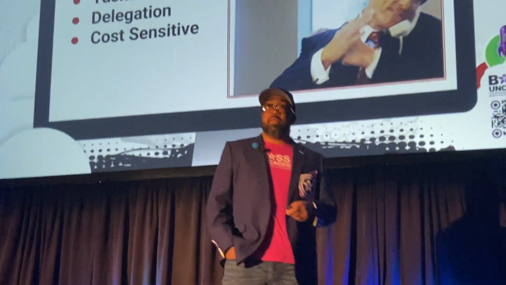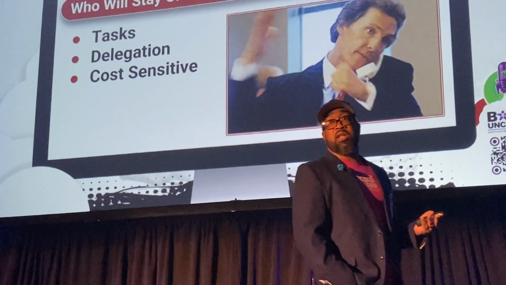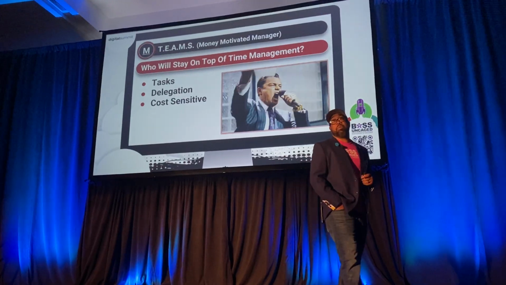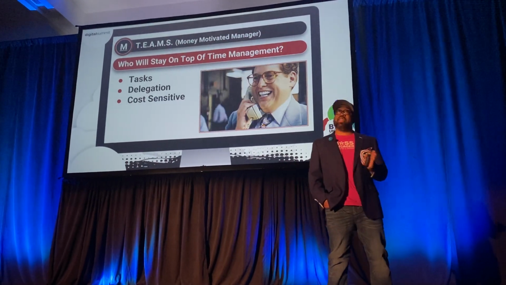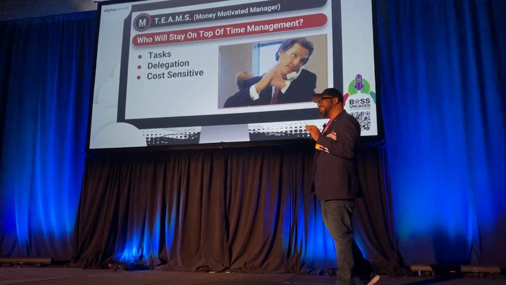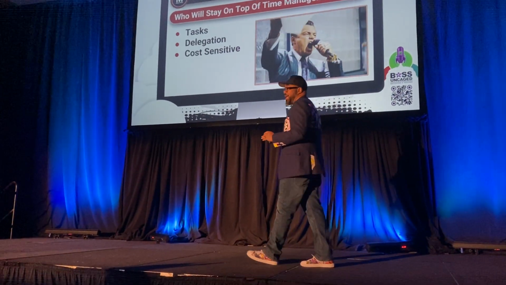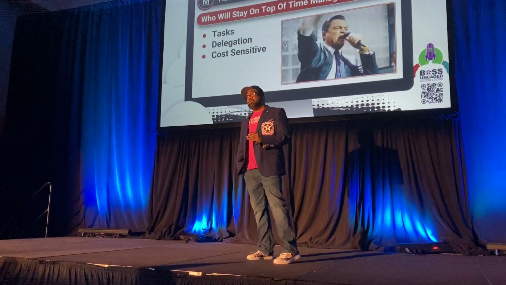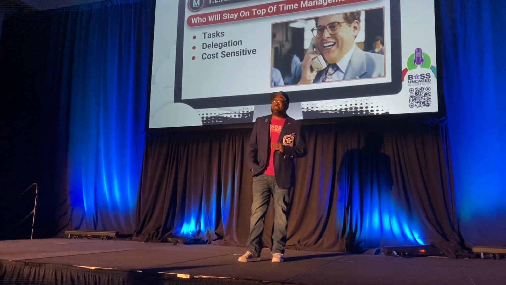M, everyone has a Wolf of Wall Street person in their company. This is the money-motivated people, and I always like to say they're usually like the managers. They're the ones that are usually overseeing things, right? So these are people that are task-driven. These are people that like to delegate things to be done, and they are very cost-sensitive.